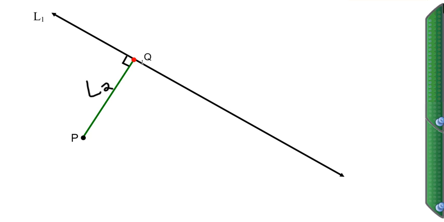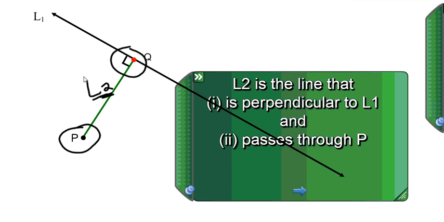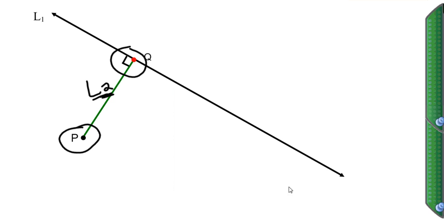So in order to find Q, we need to know a little bit more about L2. So review, what do we know about this second line? Two things. It's perpendicular to L1 and it passes through point P. So again, in summary, line 2 is a line that's perpendicular to line 1 and passes through point P. All of those pieces put together are the pieces that we need to find the shortest distance from a point to a line. So let's summarize nicely.